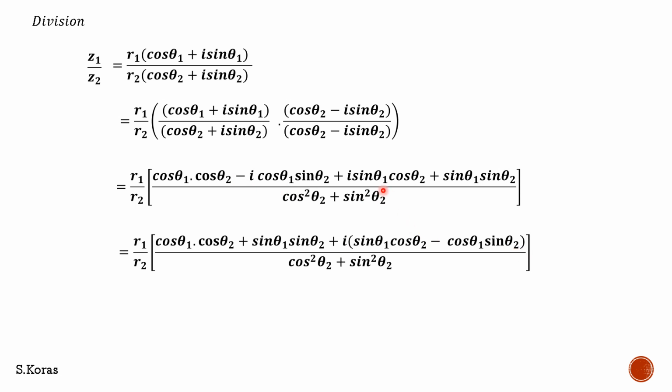Right. If you multiply the denominator, it is very simple, because this is a complex number and this is its conjugate. To multiply a complex number with its conjugate, we have a formula. We have to square the real part and square the imaginary part. So the real part is cos theta 2, squared, and the imaginary part is sin theta 2, squared. This is cos square theta plus sin square theta. Its value is 1. So the denominator will become 1.